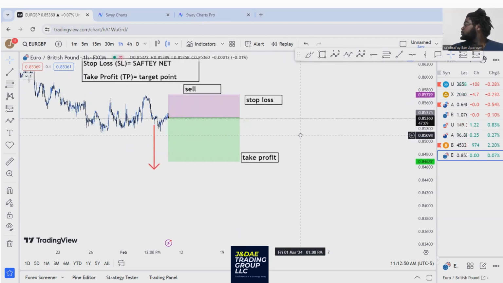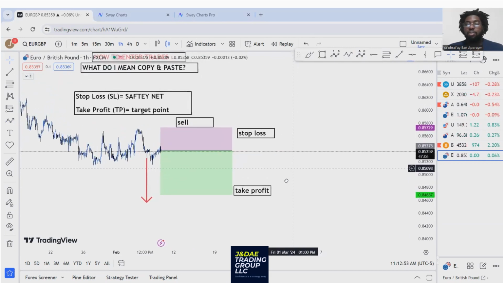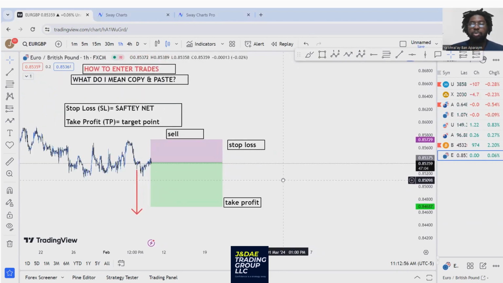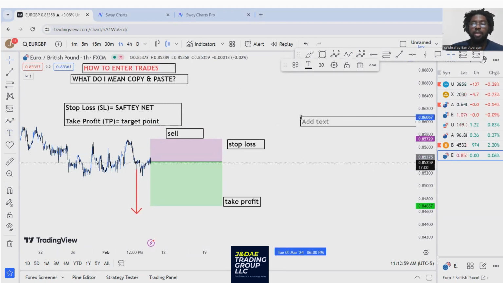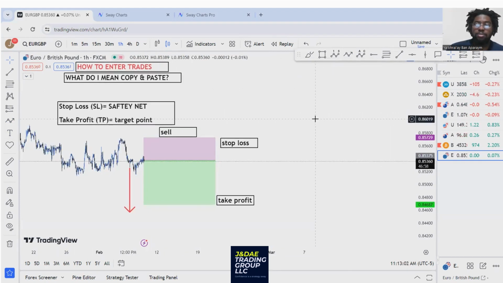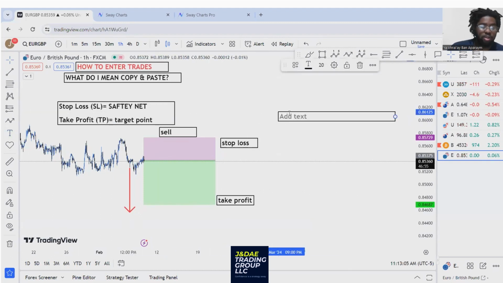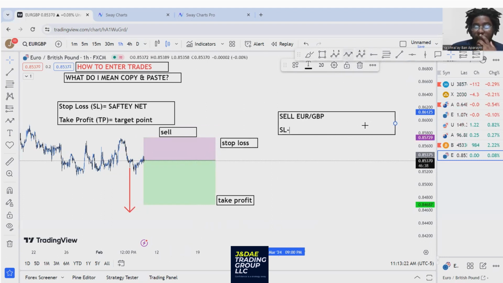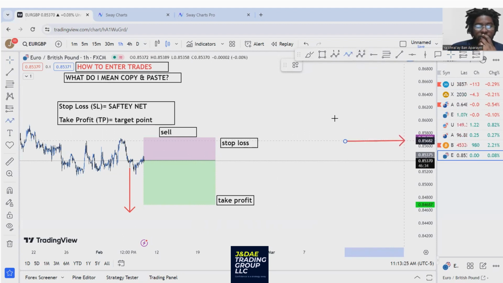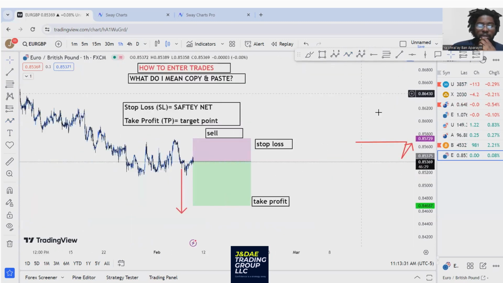So, sorry guys. If I were to give this trade idea to my signal group, it would look something like this. I would type it out to you guys: Sell Euro GBP. I'll usually put it together without the slash, but sell Euro GBP. Stop loss is, let's see, for example, 35 pips. So the stop loss would be this purple number that you see to the right over here.